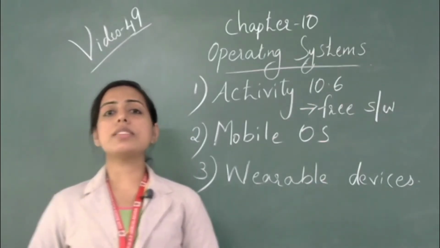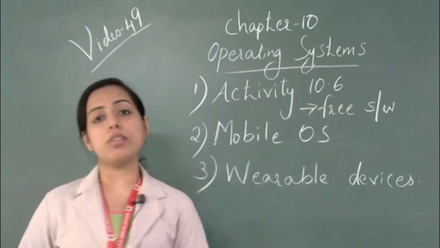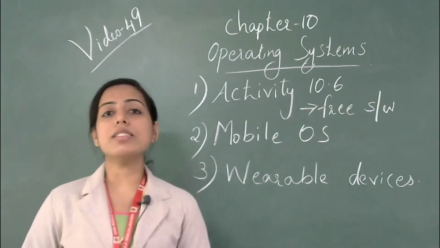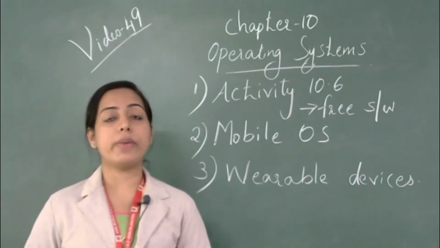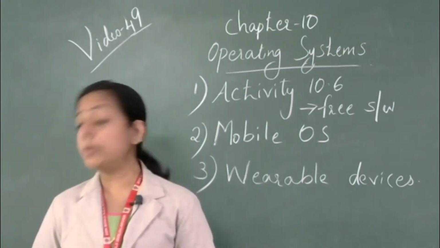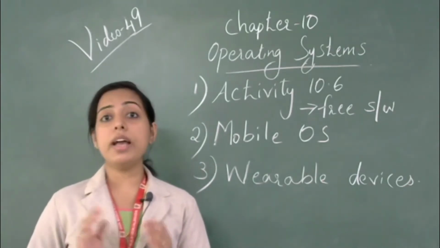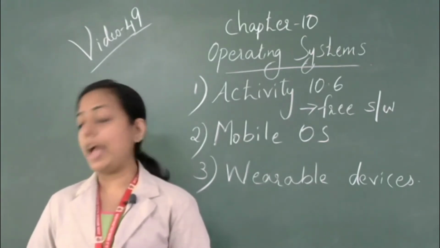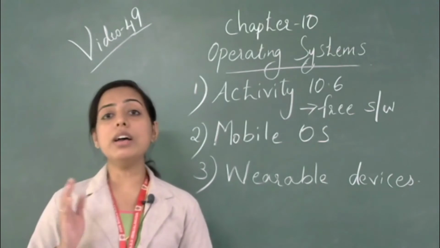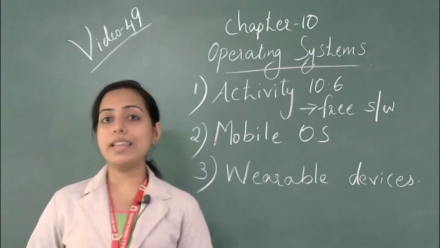Let's start today's class with the first topic, activity 10.6, free software. In the last class I mentioned the difference between free software and proprietary software, and in your textbook a table is given, table 10.6. There are some operating systems, and you have to find out whether each operating system is proprietary or free, and also write down the kernel used behind it. So let's see that table.